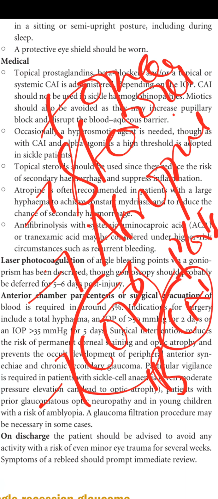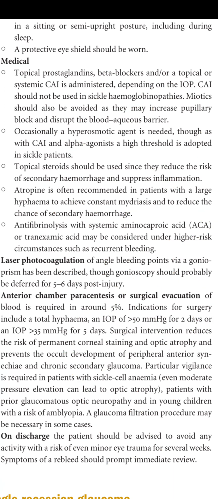But carbonic anhydrase inhibitor is contraindicated in sickle cell hemoglobinopathies. You can give hyperosmotic agents like mannitol, but it is not necessary. But in the case of patients with sickle cell hemoglobinopathies, you can give it, because they are at more risk of having optic nerve damage.